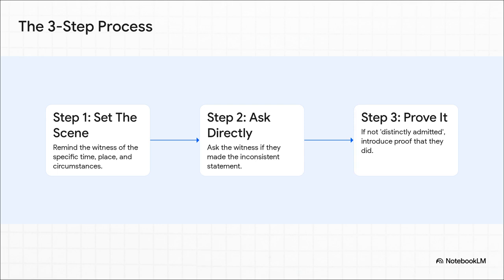Step 1, the lawyer sets the scene. They'll say something like, "Do you remember talking to Officer Miller on March 2nd right outside the coffee shop?" This gives the witness context. Step 2, they ask the direct question. "And in that conversation, didn't you say the getaway car was red?" And then step 3, the kicker.